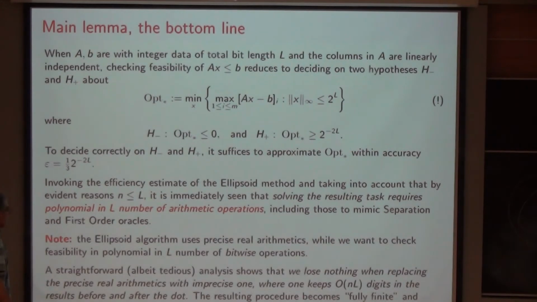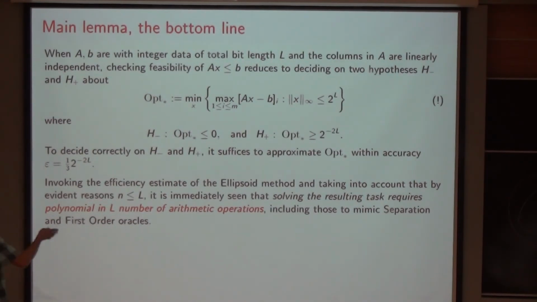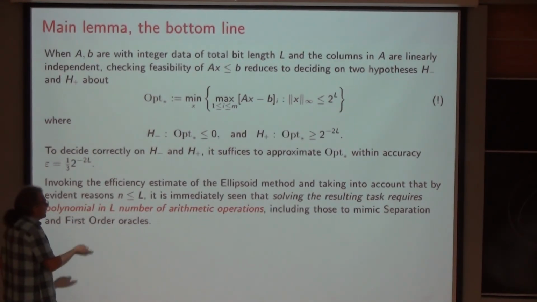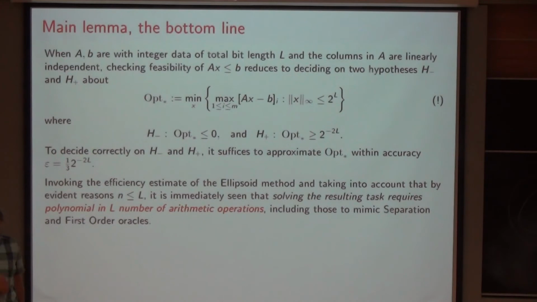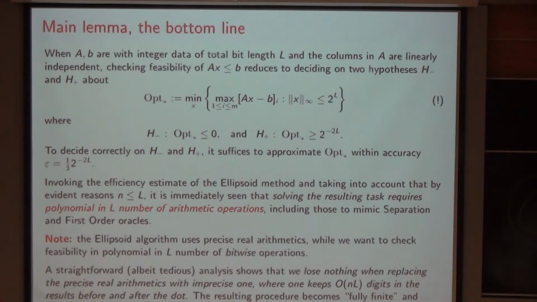And actually, because of the linear convergence of the ellipsoid algorithm, the number of iterations will be proportional to L. And at each iteration, we will do some simple linear algebra, which will also cost us order of L arithmetic operations, and so on. So we will finish with something which is polynomial in L.